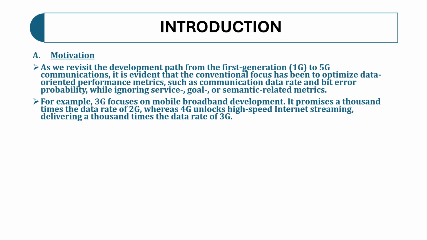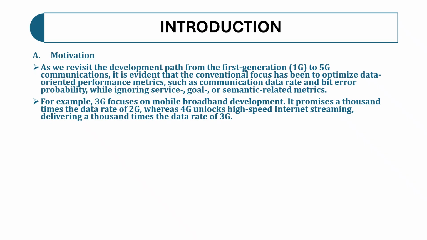and it has been seen that 1G, 2G, 3G, 4G and 5G are optimized only for data-oriented performance metrics, such as communication data rate and bit error probability, and they are ignoring service-goal-related metrics. They are only focused on the performance. So in 6G we will overcome these challenges.